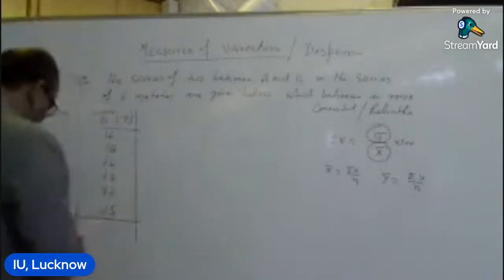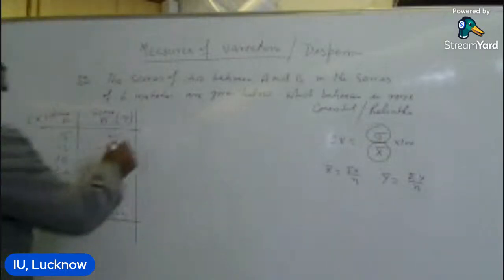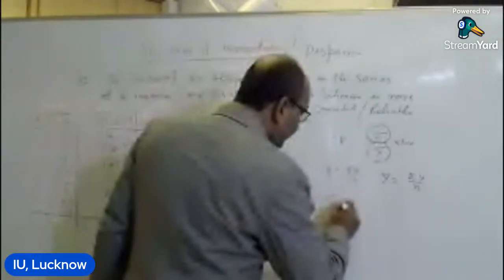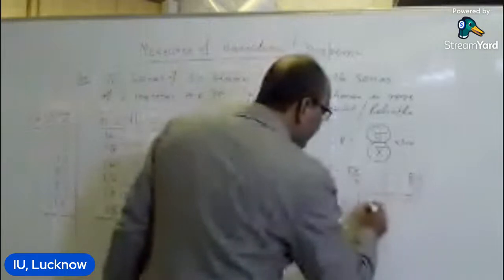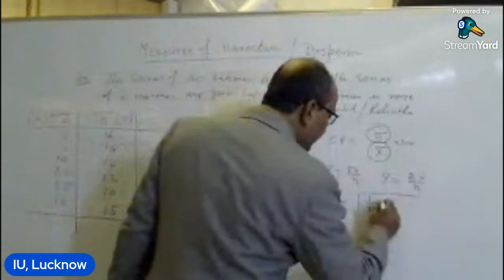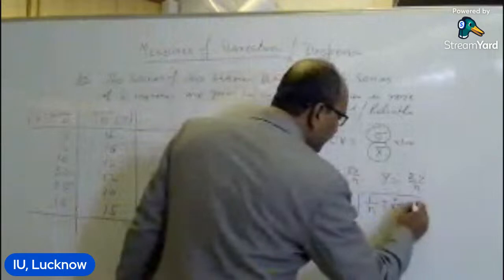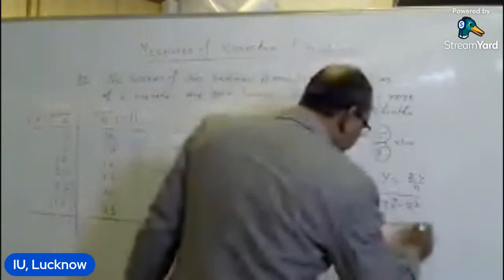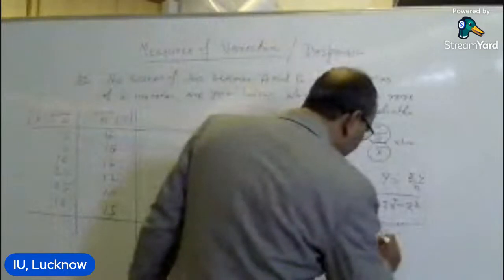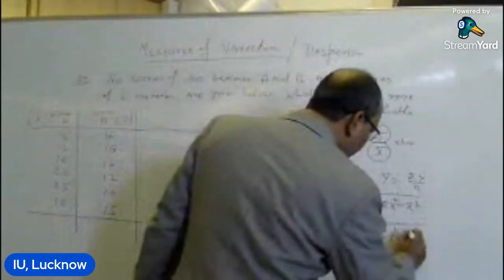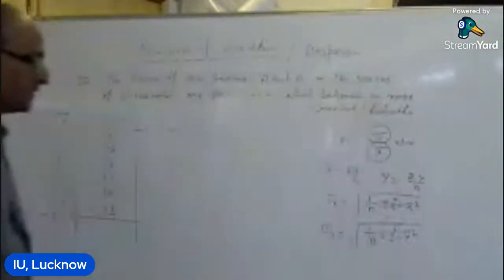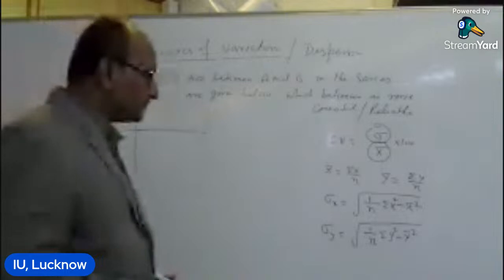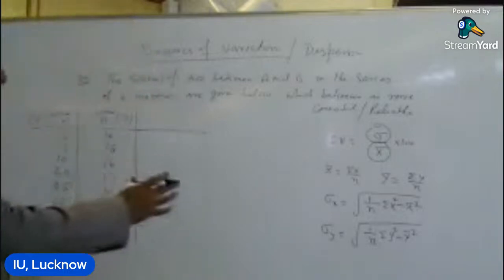Now we also find the standard deviation. The standard deviation for batsman X is obtained using the formula square root of 1 upon n summation x square minus x bar whole square, and the standard deviation of Y is obtained using 1 upon n summation y square minus y bar square, because we have taken x as the score of batsman A and y as the score of batsman B. So we find the mean and standard deviation of both players.